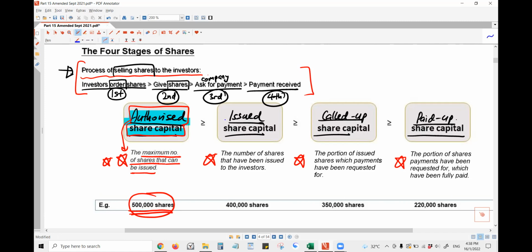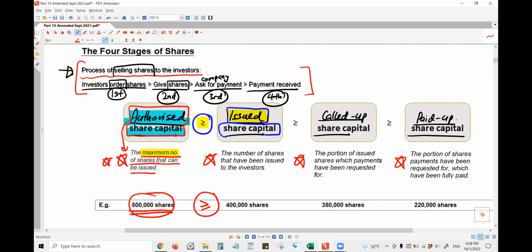With this said, of course the company cannot issue more than 500,000. Therefore, issue share capital must be lower than or equal to authorized share capital, because just now I said the maximum number of shares that can be issued is 500,000. So you can also draw the sign here, lower than or equal to.